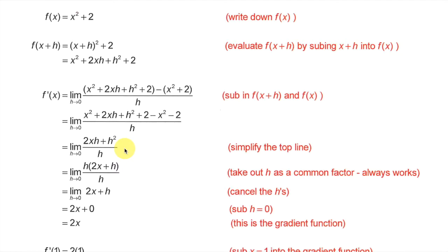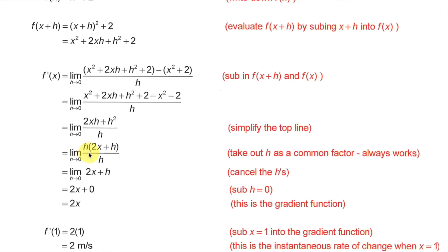Now this should always be the case. If you've done this correctly, then all of your top terms will have an h in it, and you'll be able to take h out as a common factor. And you can see I've done that here. We can now cancel out the h on the top line and the h on the bottom line.